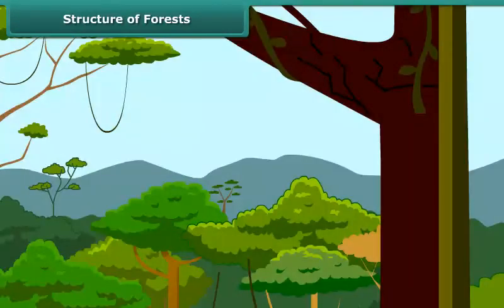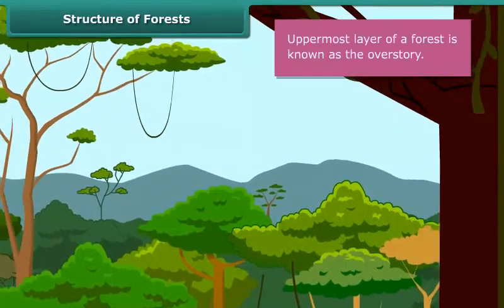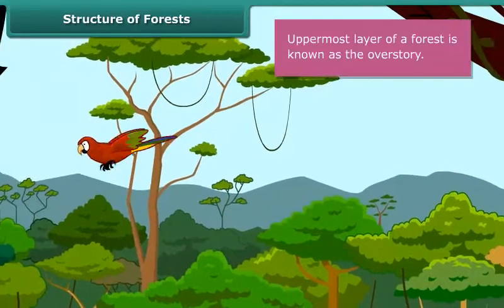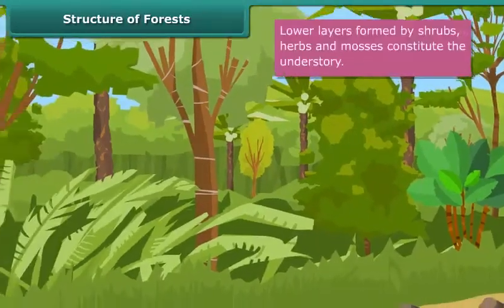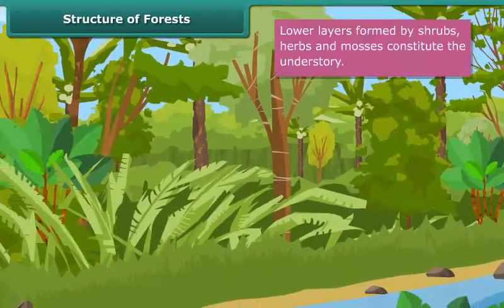A forest has a layered appearance and it has trees of different heights. While the uppermost layer is known as the overstory, the lower layers formed by shrubs, herbs and mosses constitute the understory.